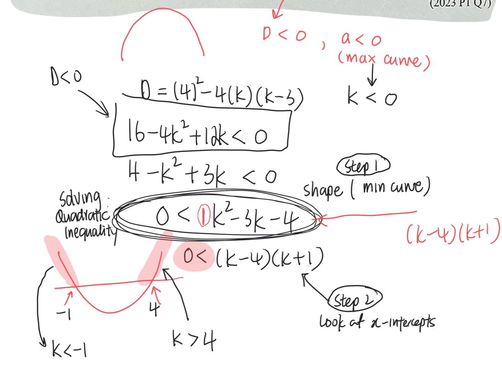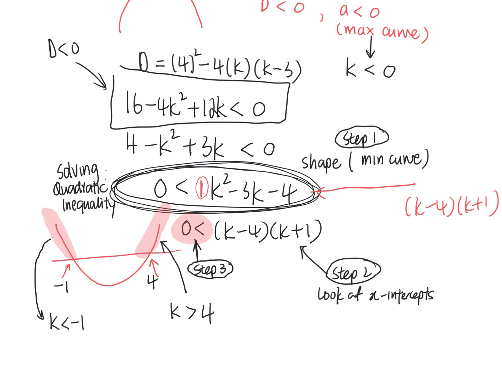So number 1, decide on the shape. I know this is positive, which means a minimum curve. Second step, I locate my 2 x-intercepts, which are minus 1 and 4. Step 3, I look at whether I want above or below the curve. In this case, I want my curve to be above 0, which is these 2 tails. So my solutions are here. My solutions come from these 3 values. I need to find my final overlap.